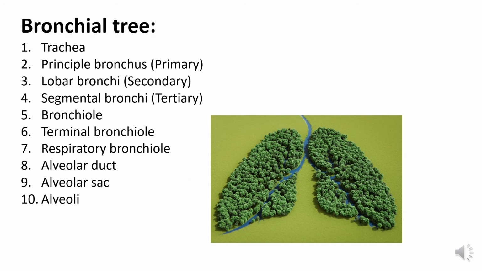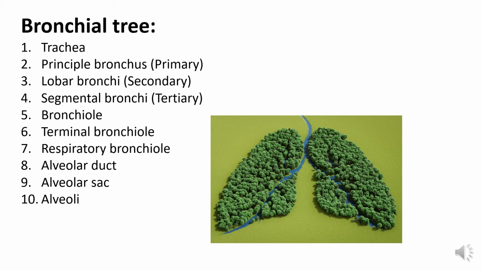Whenever doing the lung, it is important to take note of the bronchial tree. There are 10 steps in this splitting, from the trachea all the way to the alveoli. The first is the trachea. This is the main tube where the air will go in. It will then split into the primary bronchus. This may also be called the main or principal bronchus. So this is a splitting or bifurcation of the trachea into the 2 parts, left and right.